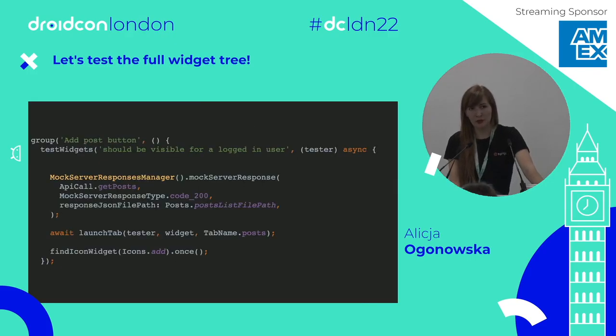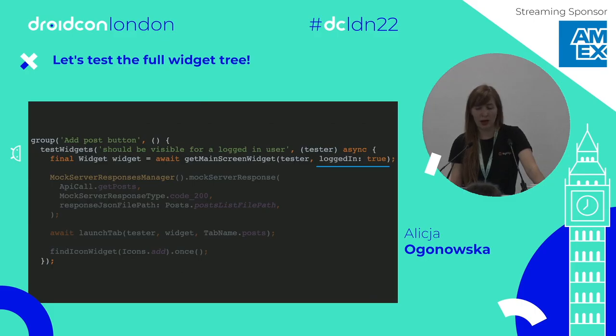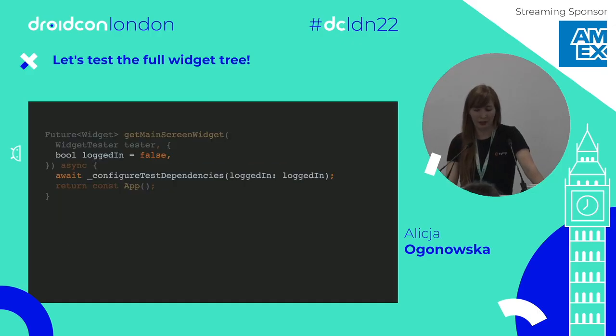Now I would like to test for a different case. So as I said, if the user is logged in, they will see the add post button and they are able to add their own posts. So this is where we introduce a starting condition, because once the user is logged in to the application and they kill it and open it again, they will stay logged in. So I will add one more parameter to launching my main screen so that I want the user to be logged in from the beginning.